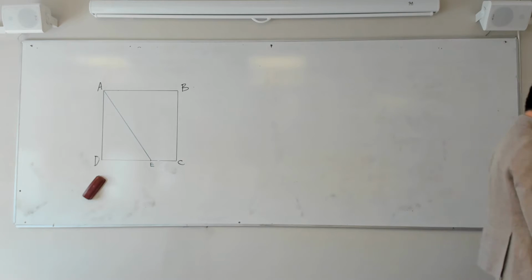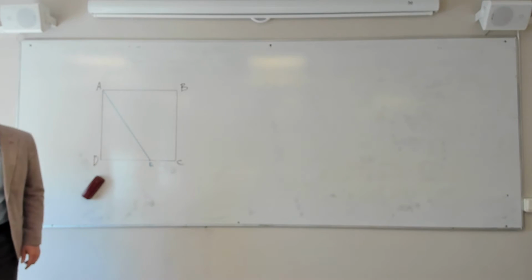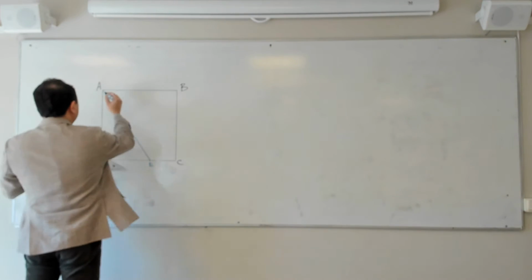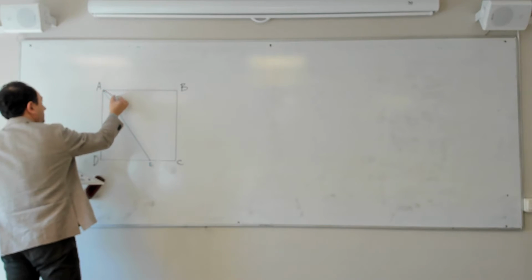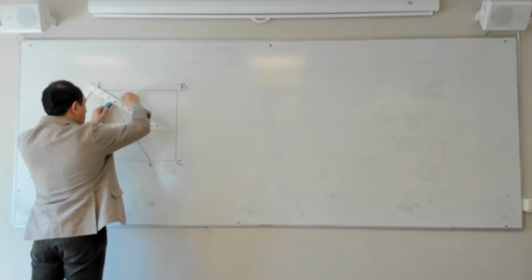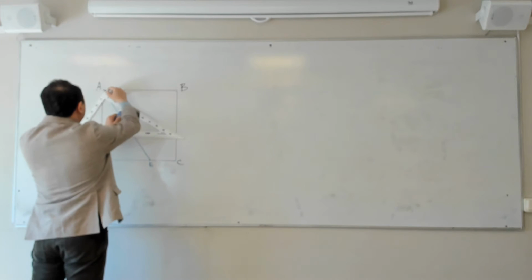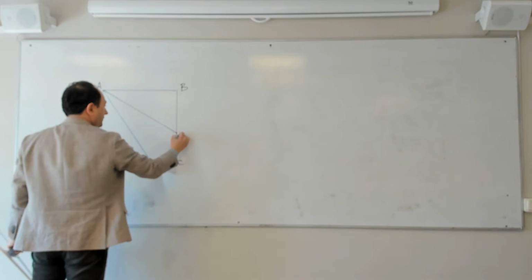Somehow I don't have different colors here. No. I don't know where is my red pen. Okay, so it doesn't matter. Let me just do it with the black again. So I try to draw the bisector. And then this bisector will go and intersect this side. Let me call this point F.